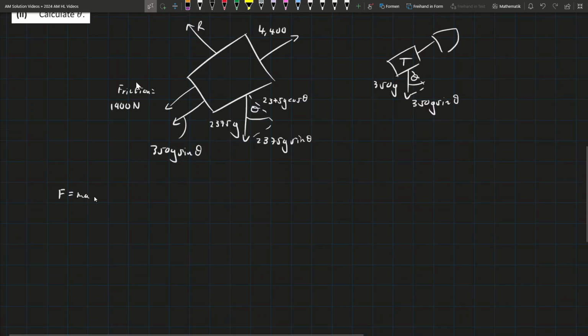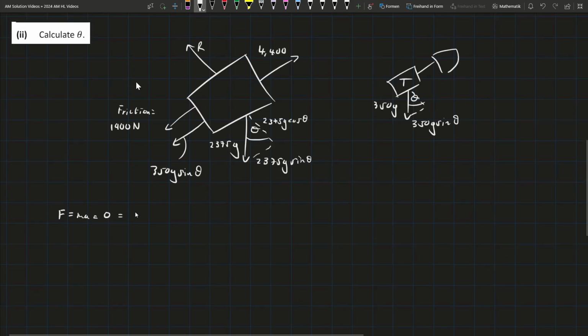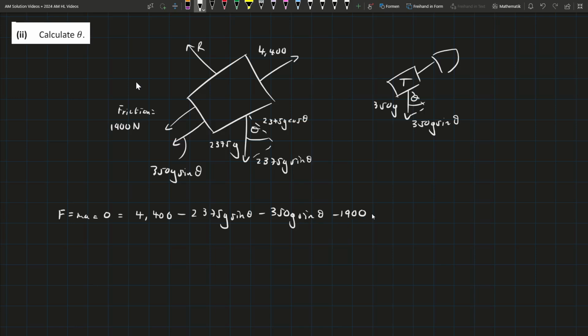Since we know that it's traveling at a constant speed, we know that the acceleration is 0, so we know F equals ma, but that's equal to 0 because there's no acceleration, and that's going to be equal to the sum of the forces. So I'll take up the hill as positive and down the hill as negative. So we'll have 4,400 minus, so we have the weight of the Jeep itself, 2375 g sine theta, minus 350 g sine theta, and then also minus 1,900 newtons for the friction. Sorry, that's 4,400. It kind of looks like a 6, just make it clear.